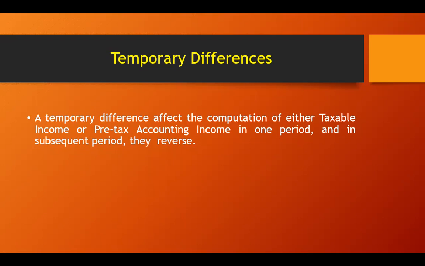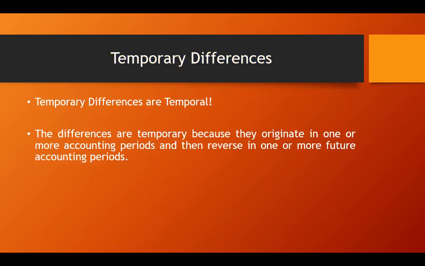So this temporary difference affects the computation of either taxable income or the pre-tax accounting income in one period. Means in subsequent years, they may reverse. This is the meaning of temporary difference. Temporary differences are temporal, which means they are not permanent. They arise in one year, they disappear in the next year. This is a chain: this year arises, next year disappears. Next year arises, the subsequent year the difference disappears.